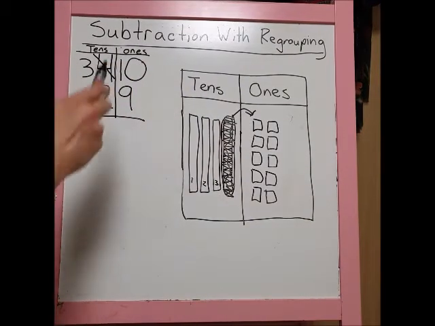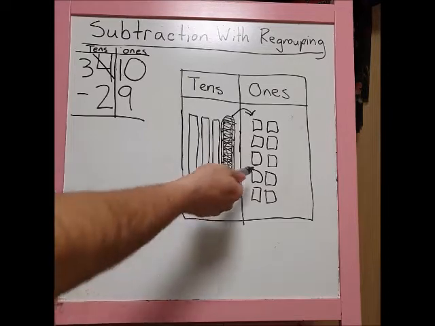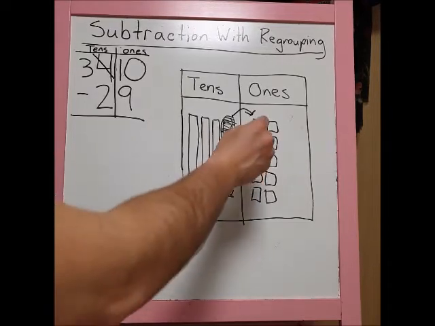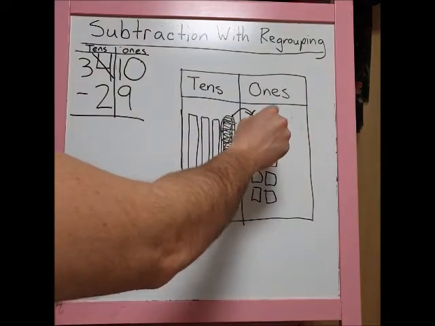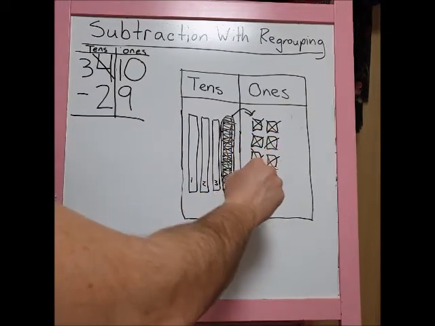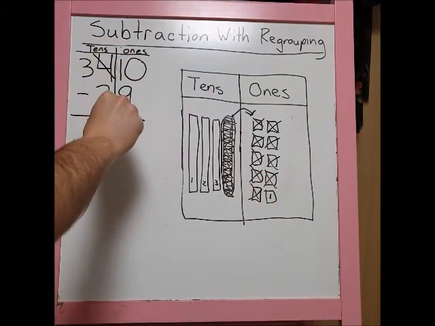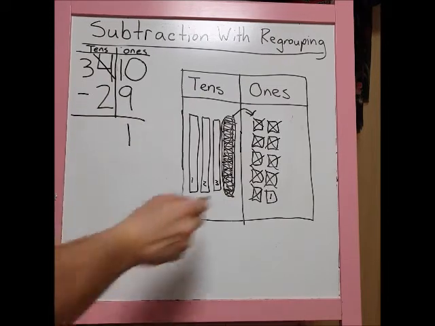Now I can go ahead and subtract. Start with the 1s. 10 minus 9. If you can do that in your head, you could just write the answer. Or use your place value chart. Cross out 9 boxes. 1, 2, 3, 4, 5, 6, 7, 8, 9. How many do I have left? 1. 10 minus 9 is 1. I have 1, 1.